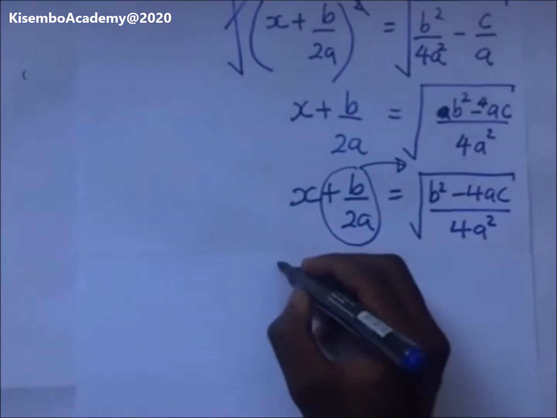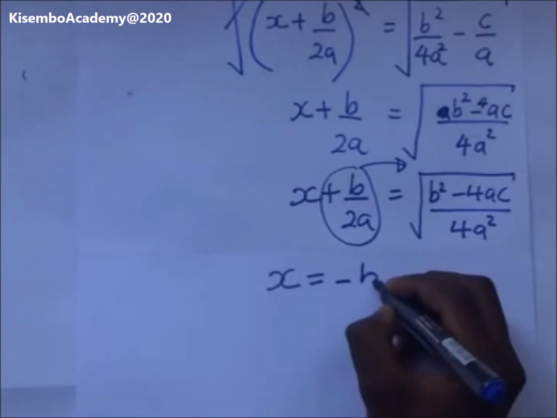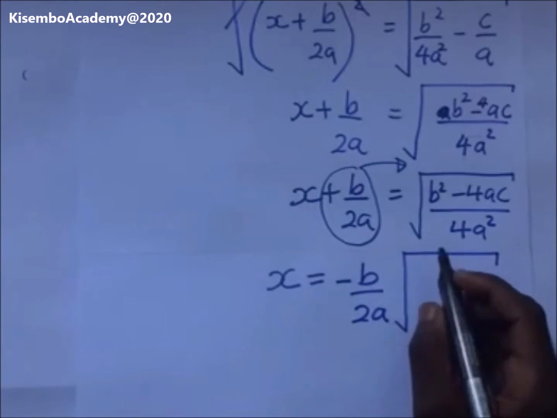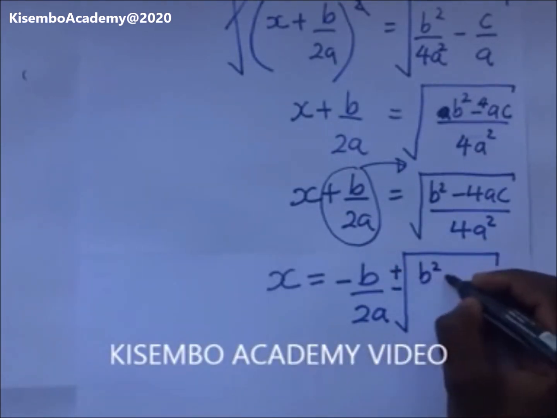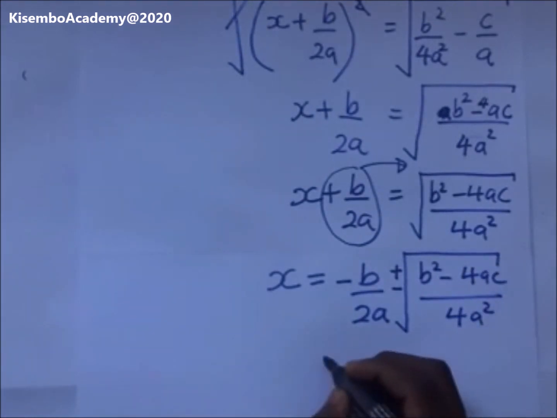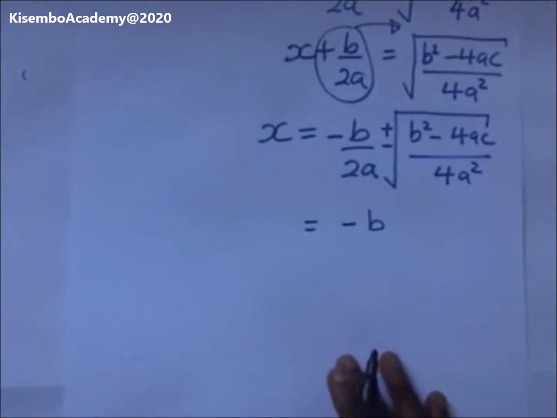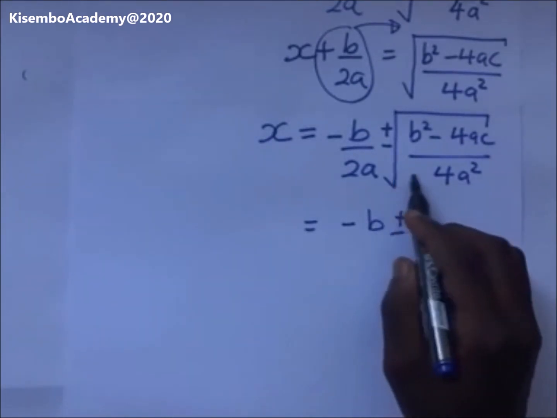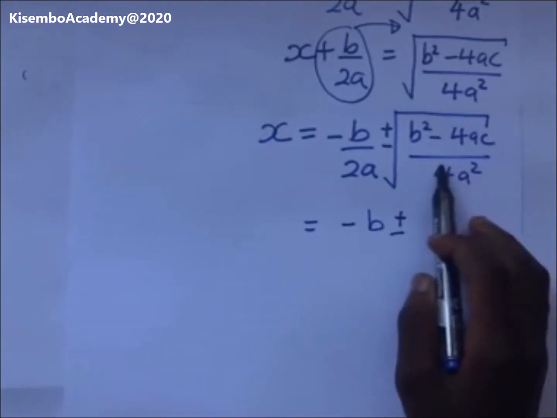So at this point, this term is going to move to that side. And when it does, we remain with our value of x as negative b over 2a under the square root. Now remember, this square root is either positive or negative. So it's positive or negative b squared minus 4ac over 4a squared. And of course, this will become negative b plus or minus. Here, the square root of this whole thing is the same as the square root of the numerator and the square root of the denominator.